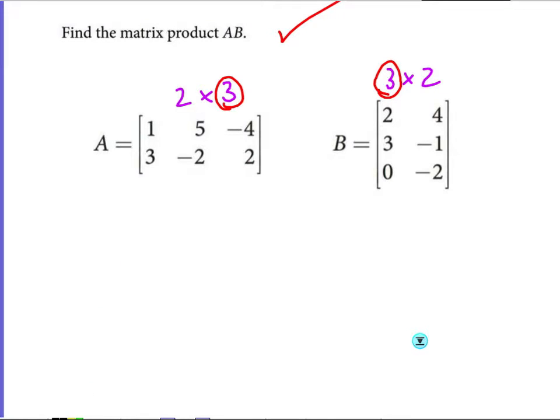Now remember, if I can multiply these together, then the outer numbers give me exactly the dimensions of the product matrix. So when I multiply these together, it's going to give me a 2 by 2 matrix. So A times B is going to give me a 2 by 2 matrix. But how am I going to find the entries that go inside there?